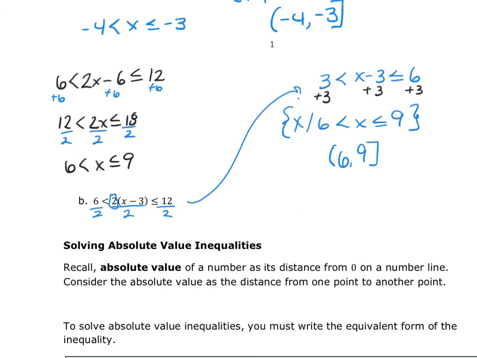So whether you decided right out of the gate to get rid of that 2, or to distribute the 2 because you were concerned about getting fractions, it doesn't matter. You're going to get the same answer. Are there any questions on that? Any questions at all?